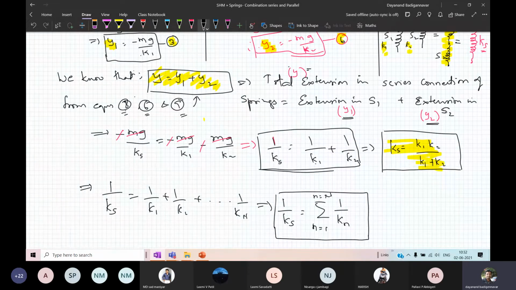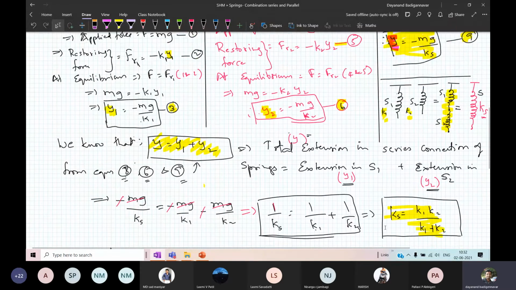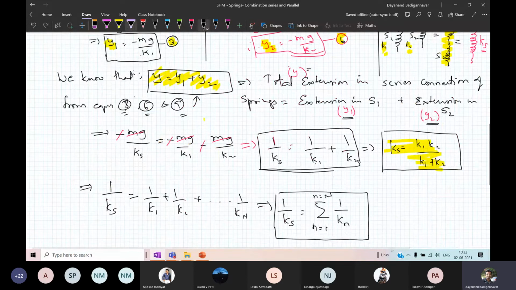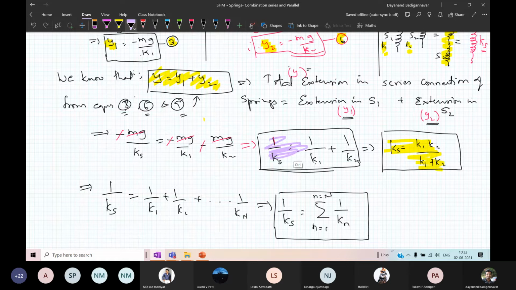So hope it is clear, students. This is a very important discussion for your examination as well as for semester internal assessment. So this is a very important equation.